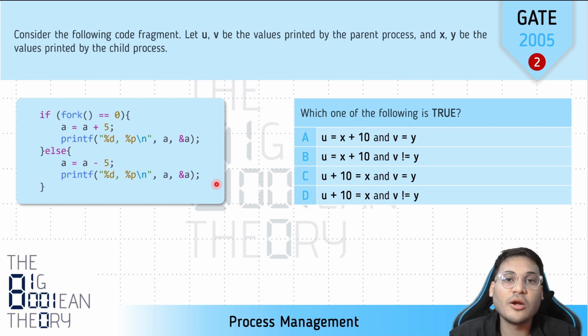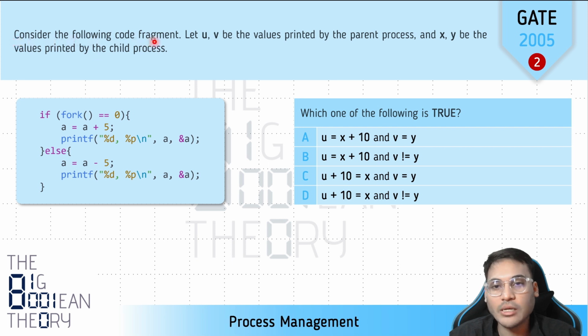This video is part of a lecture series on operating systems, and in this video we are going to solve another GATE question. This question was asked in the year 2005 for 2 marks. This question is related to the fork system call. So let's read this question. The question goes something like this.